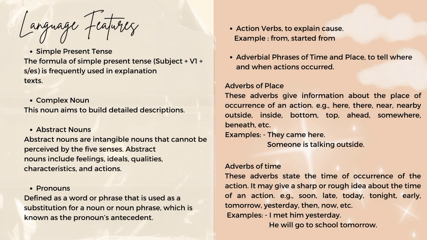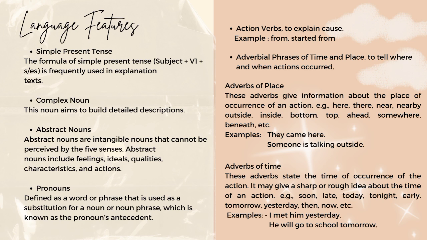Next, language features. The explanation text also has several language features, which are: 1. Simple present tense. The simple present tense is frequently used in explanation text. For example, squirrels store nuts for the winter. 2. Complex noun. This noun aims to build a detailed description. Example, the enormous expanse of arid land.